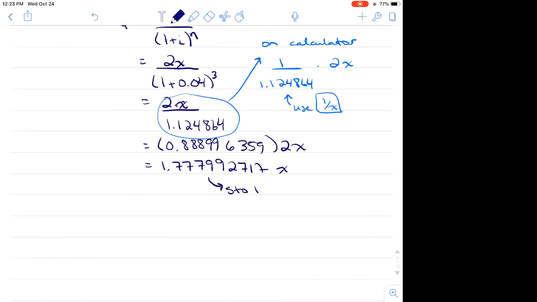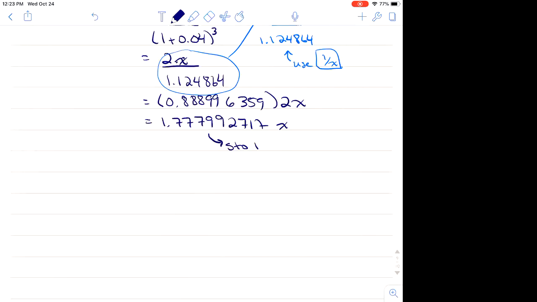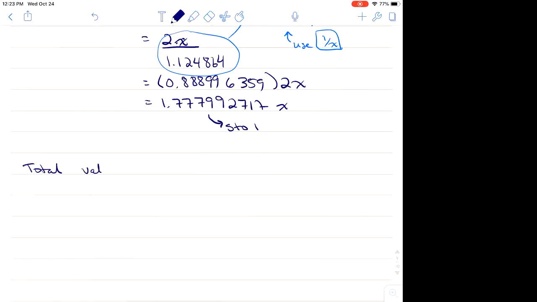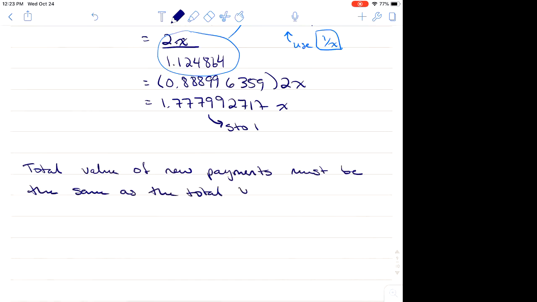All right. So now the total value of new payments must be the same as the total value of the original payments. Oh, come on.